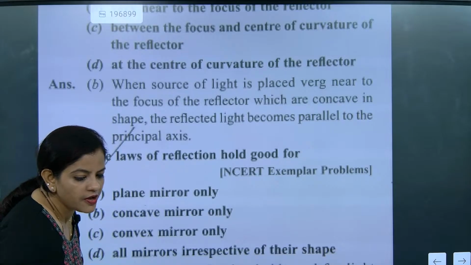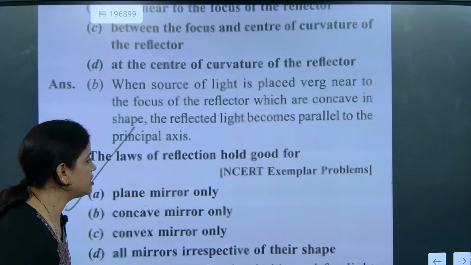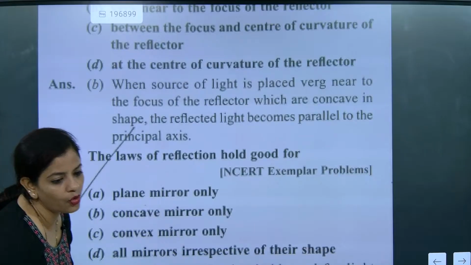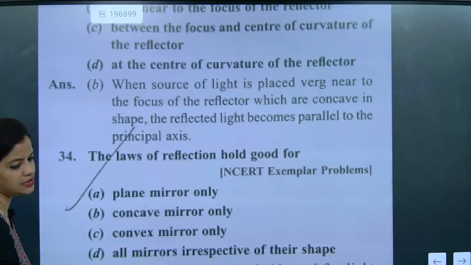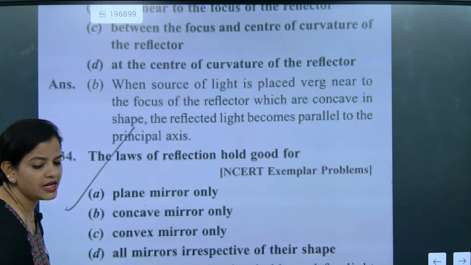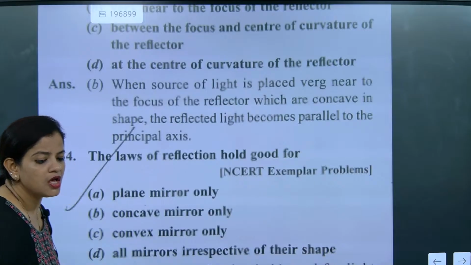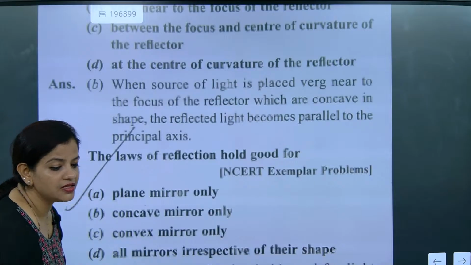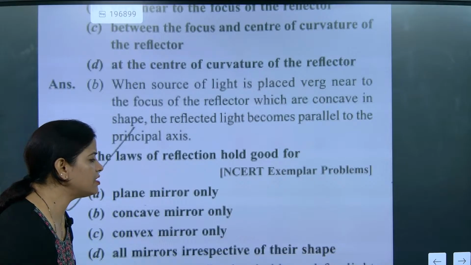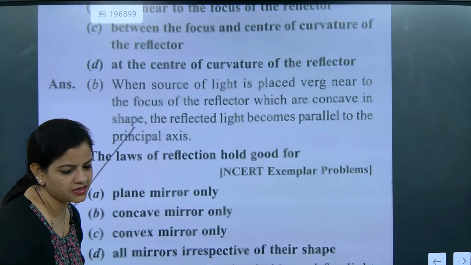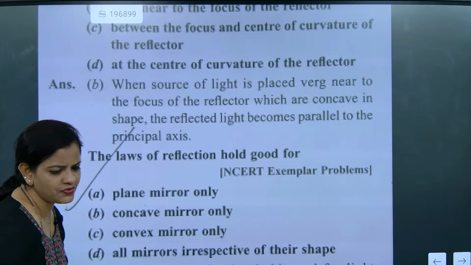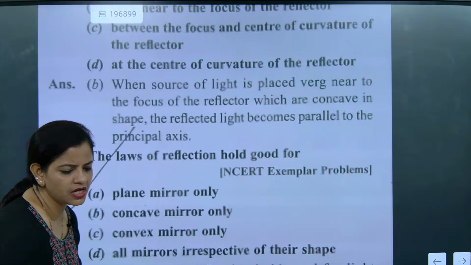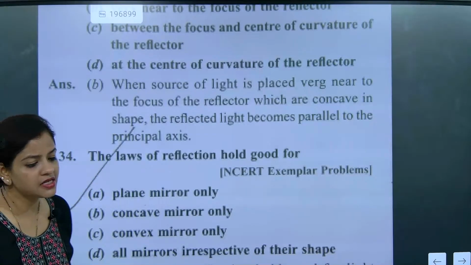Good morning, Rishabh. Now look here. The law of reflection holds good for where? Only concave mirror, convex? Everybody has given answers very fast and very good. Super, beta. The correct answer is all mirrors irrespective of their shape. That's the correct answer. Yes, correct, Krish. Absolutely correct, Rishabh. The correct answer is D only.